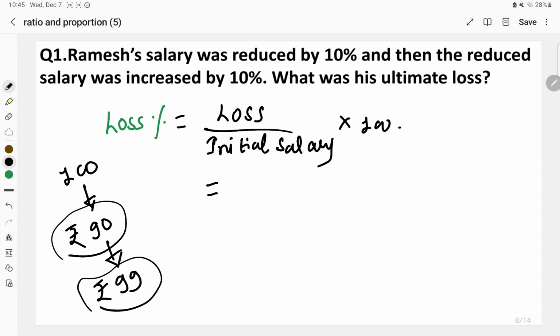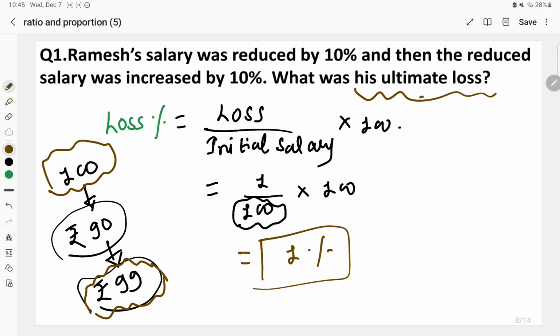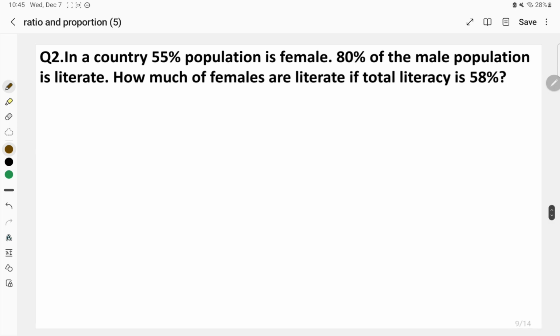Now what we have to calculate is the loss percent. What will be the loss currently? What can we say the loss is? Loss is 1 upon 100 into 100. Initial salary is 100. Okay, what is the loss? Loss basically is the original salary minus the reduced form of the salary, that is 99. That is 100 minus 99 upon 100 into 100, that is equal to 1%. So the ultimate loss is of how much percentage? It is of 1%. So this was the first question. Let's move on to the second question over here.